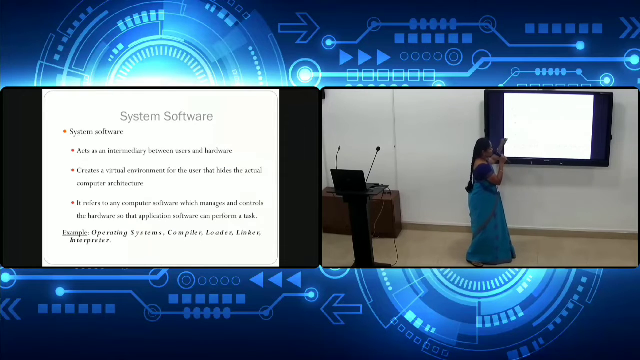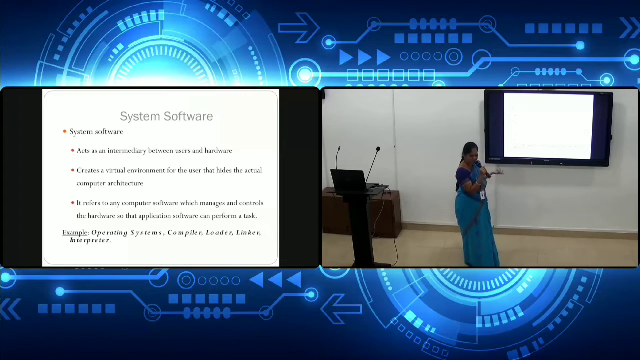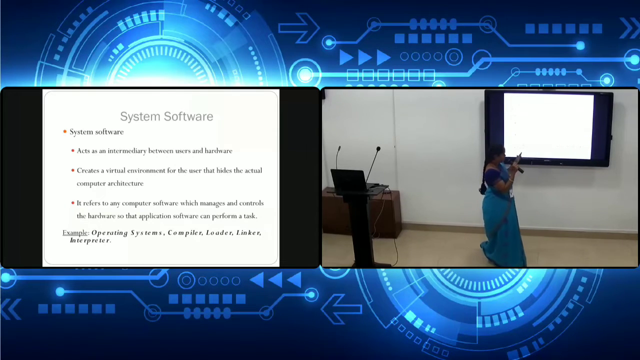System software is an intermediate. It acts as an interface between your hardware and the user and the system. It is a virtual environment process, and it acts as the manager and controller of your systems. For example, system software is the operating system. The operating system is the heart of your computer. It is low level, and it controls the hardware and the software of your system. Some examples are compiler, loader, linker, interpreter. These are examples of system software.